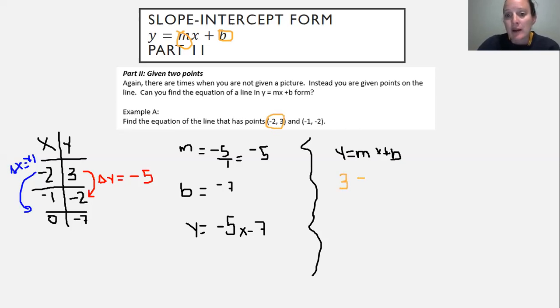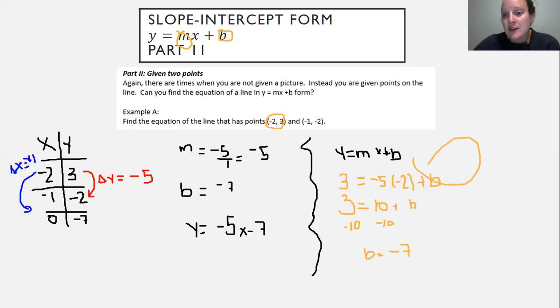I'm going to put 3 in for y. I already know my slope is -5, and that's times x, but x is -2, and then plus b. Now you just do the math to solve for b. So you get 3 equals 10 plus b, and then I'm going to subtract that 10 from each side, and there it is. You still get a -7 for b. So again, it doesn't matter if you use the table method or the equation. I will say sometimes you have to use the equation method because the numbers get large or they're weird fractions. So sometimes the only way you can is that equation.